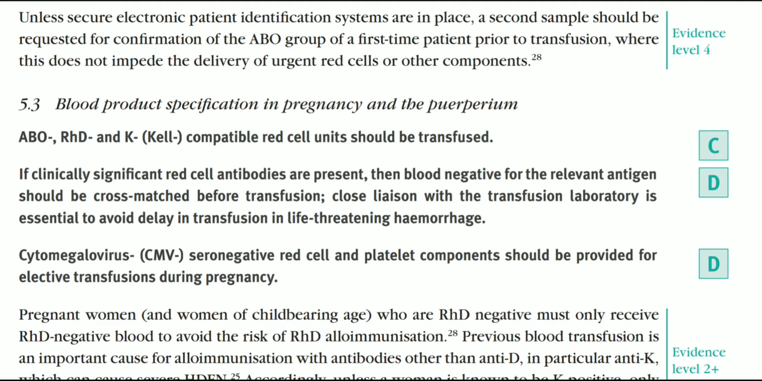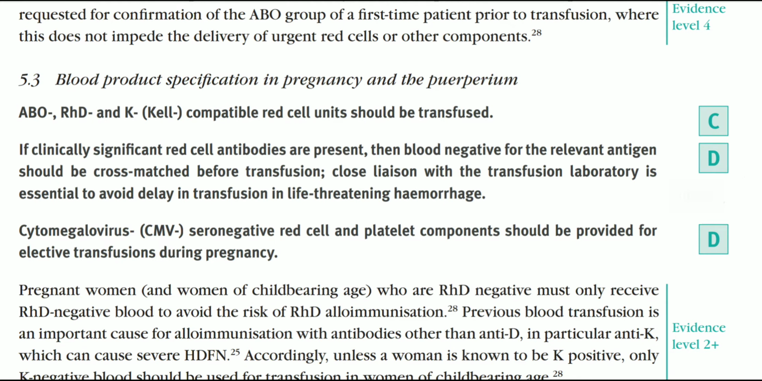ABO or RhD compatible blood cells should be transfused. And what to do when clinically significant red cell antibodies are present? If clinically significant red cell antibodies are present, then blood negative for the relevant antigen should be cross-matched before transfusion. Close liaison with the transfusion laboratory is essential to avoid delay in the transfusion and life-threatening hemorrhage.